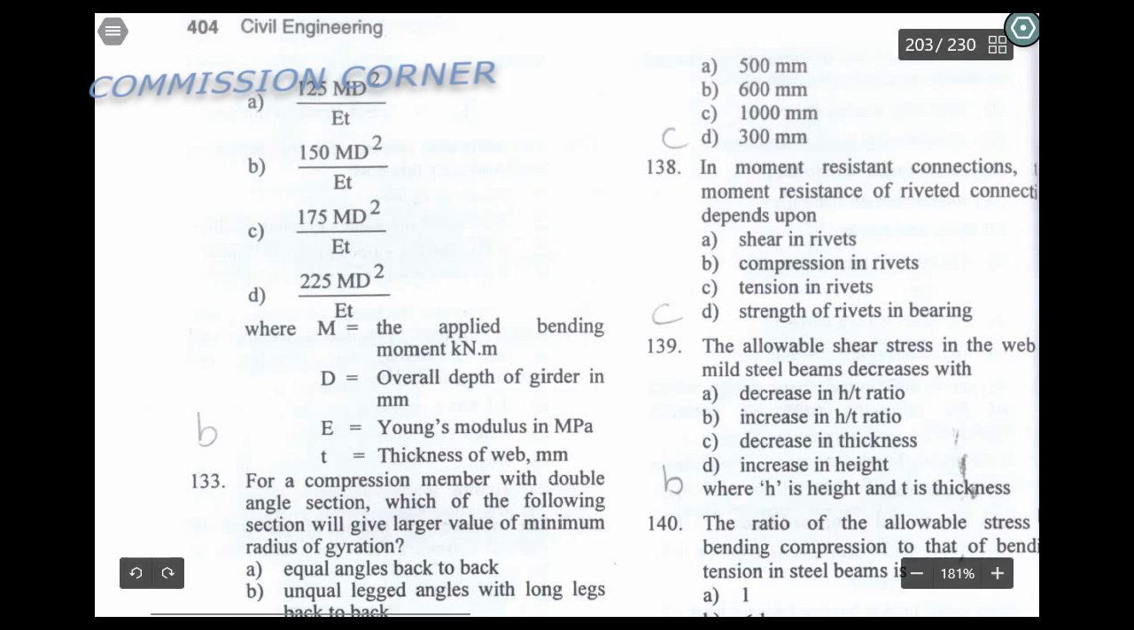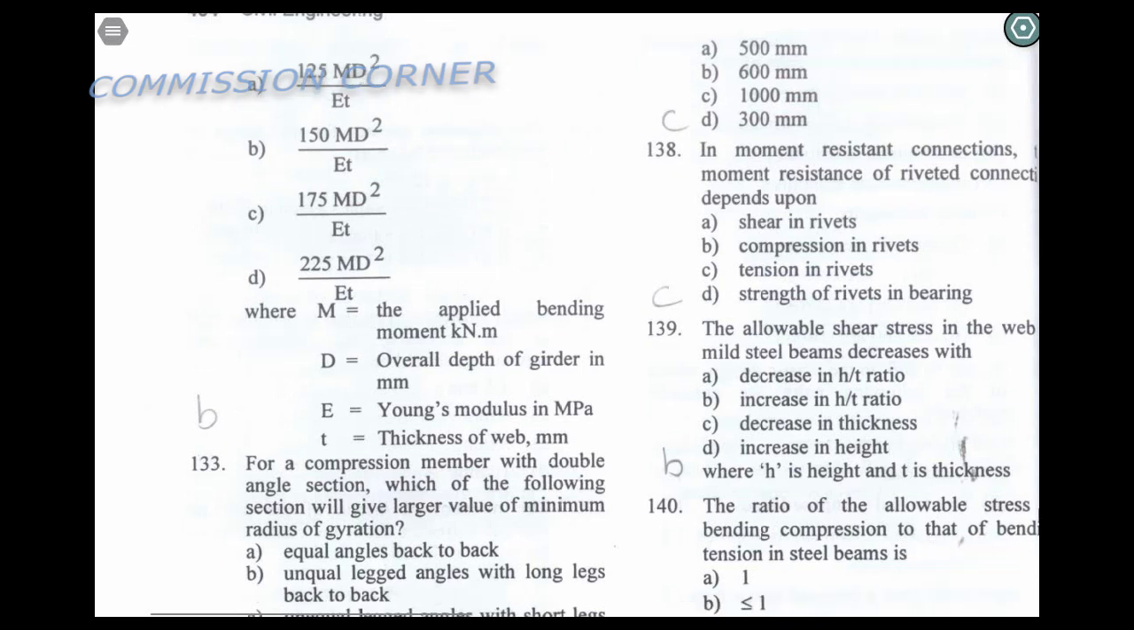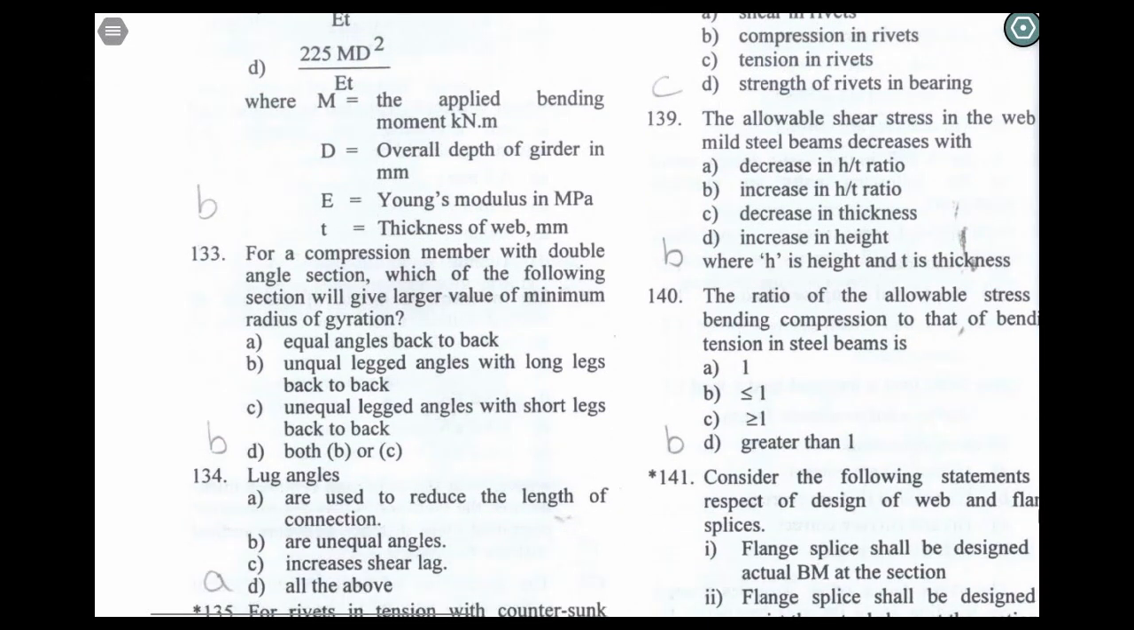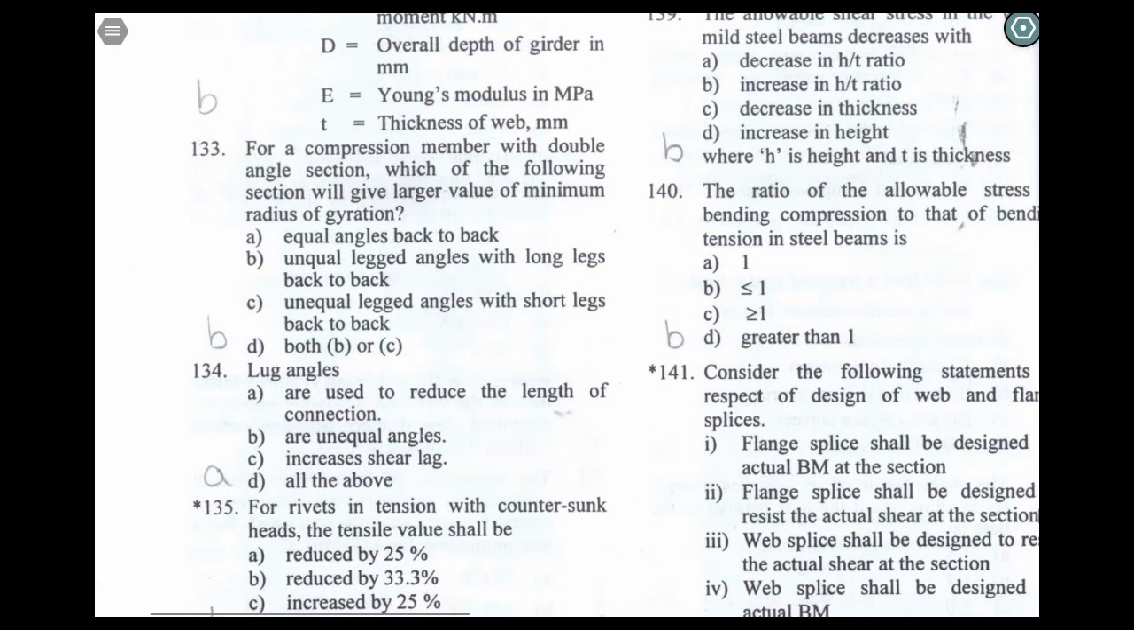For a compression member with a double angle section, which of the following sections will give larger value of minimum radius of gyration? Option number B, unequal legged angle with long legs back to back. The option number B is correct.